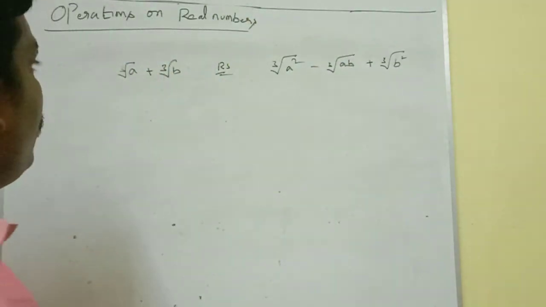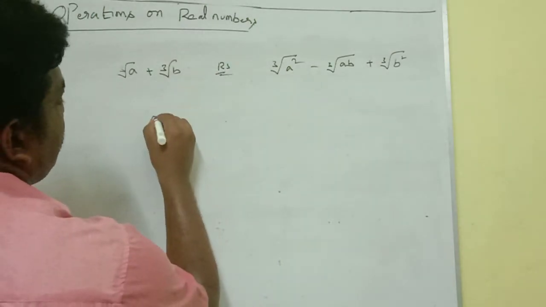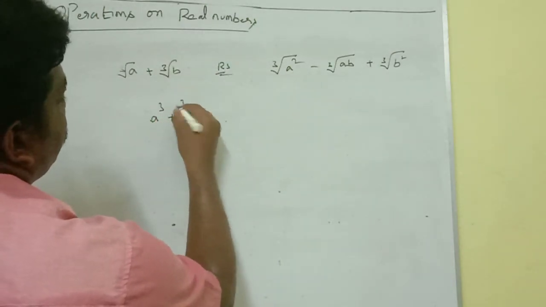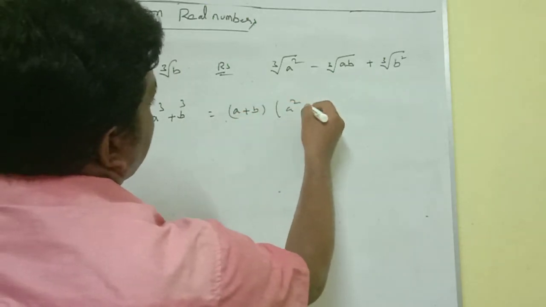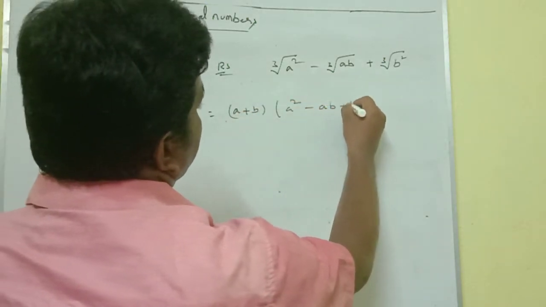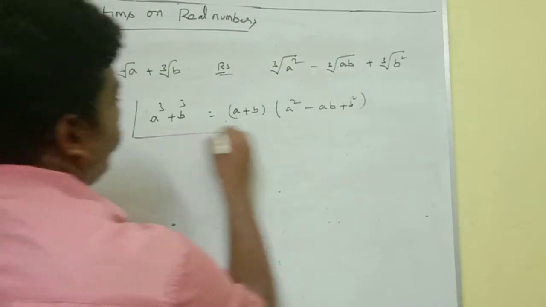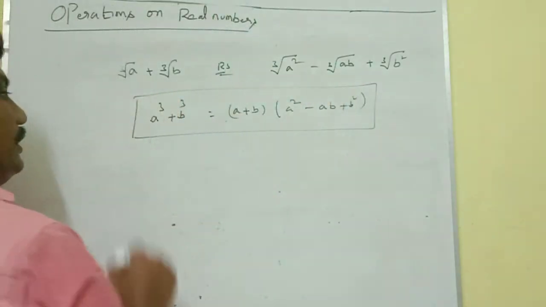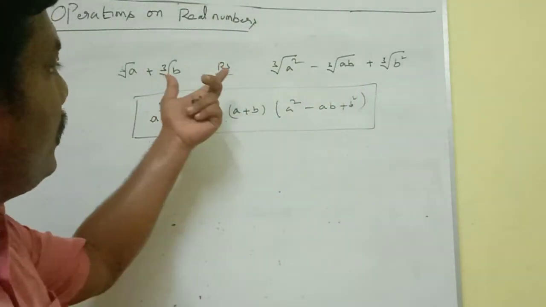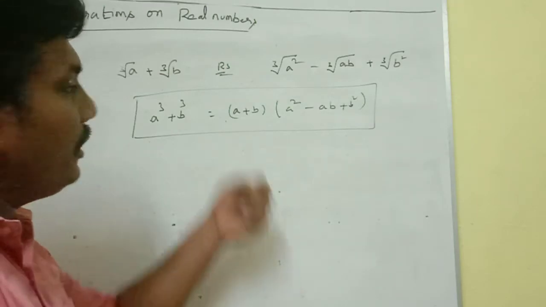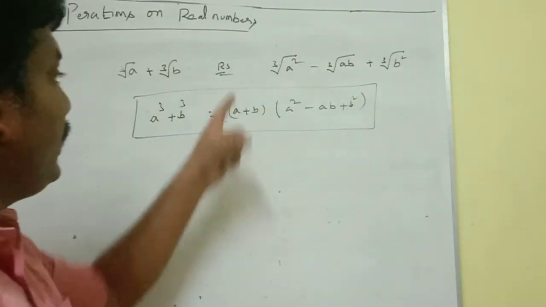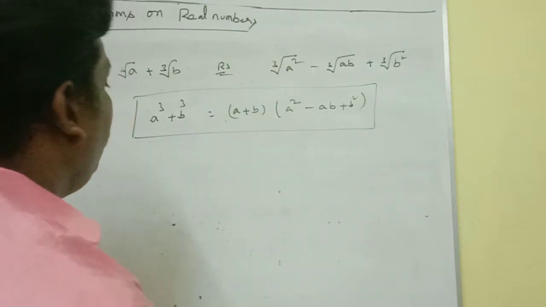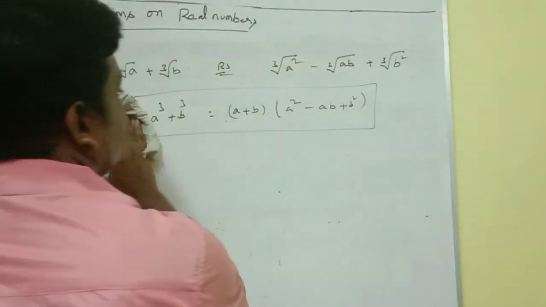So now under which formula is this? This formula is a cube plus b cube equals a plus b into a square minus ab plus b square. So if you know algebraic formulas very well, then we can easily find out the rationalizing factors of irrational numbers.